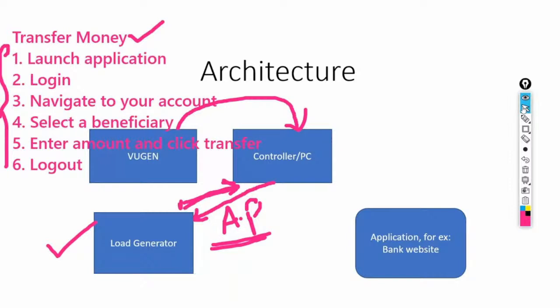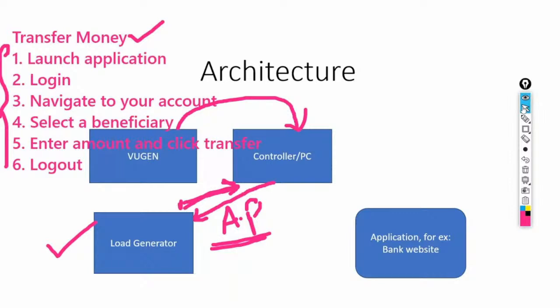For now, what we are going to record is 3 steps. One is launch. The next step is login. The final step is logout. We will simply develop scripts for 3 steps: launch, login, log off. So let's do it. How do you do that?